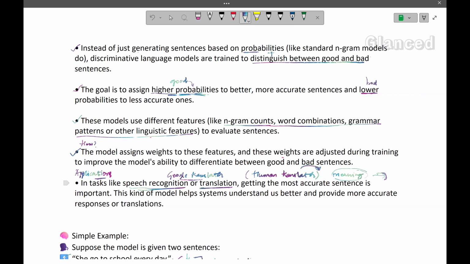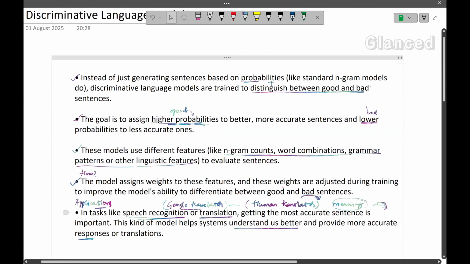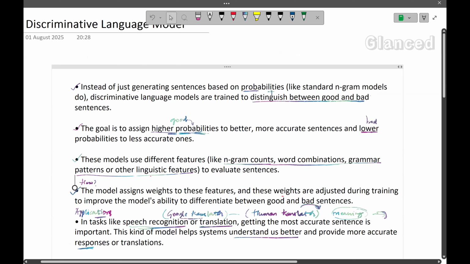The same goes with Google Translate. If it is not giving you accurate results, then why use it? The main aim of using Google Translate is that it will help us understand better and give you accurate results. So I think these are the points regarding the discriminative language model.